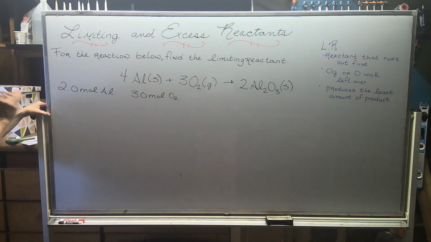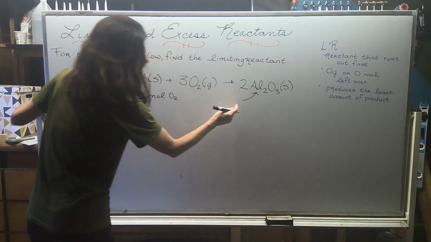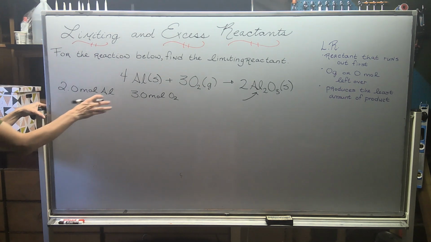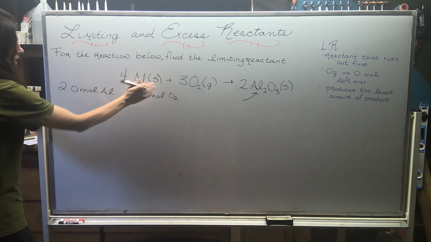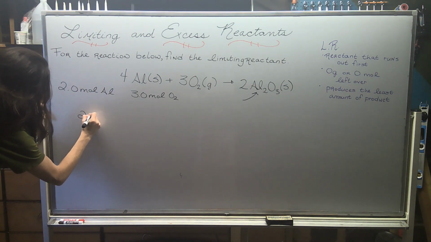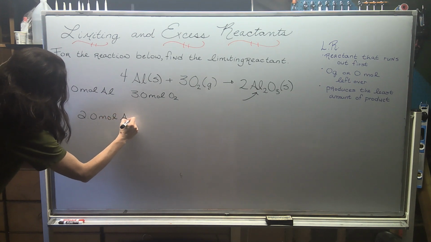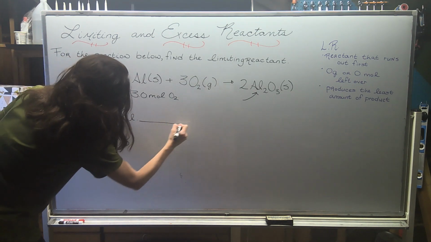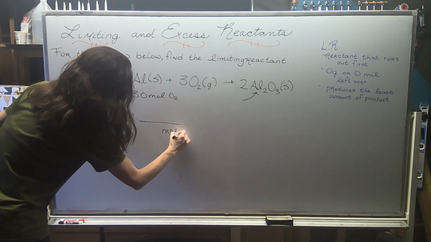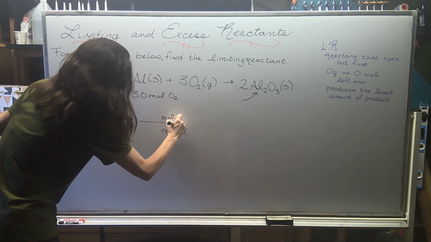2 lines, always 2 lines, and you always want to analyze the product. You want to compare product to product, apples to apples. So I'm going to ignore this for a second and start with my aluminum. So I have 2 moles of aluminum. I'm trying to get rid of moles of aluminum, so I'll put that in the denominator. I'm interested in moles of aluminum oxide.